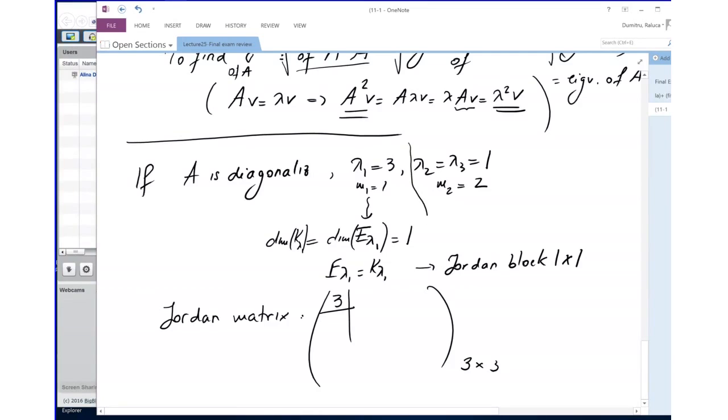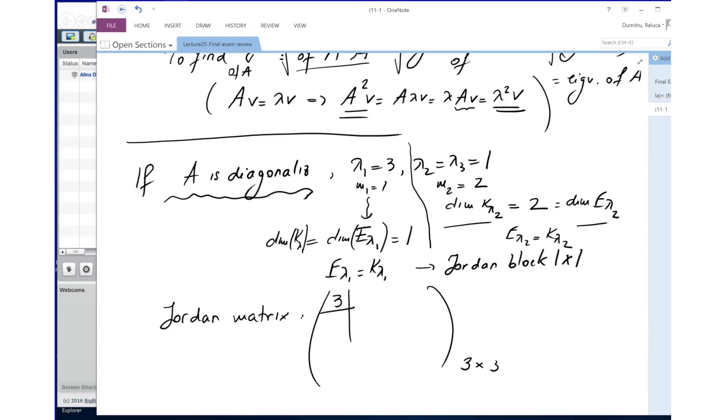Now, if you go to the second one, the dimension of K lambda 2 has to be 2 because it equals the multiplicity of the eigenvalue. But remember that you asked about the connection with diagonalizability. If the matrix A were diagonalizable, then the dimension of the regular eigenspace, E lambda 2, would also be 2, because that was the condition for diagonalizability. So that means, again, that E lambda 2 equals the generalized eigenspace, K lambda 2.